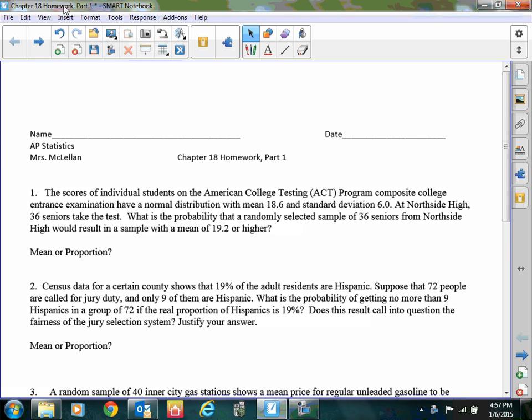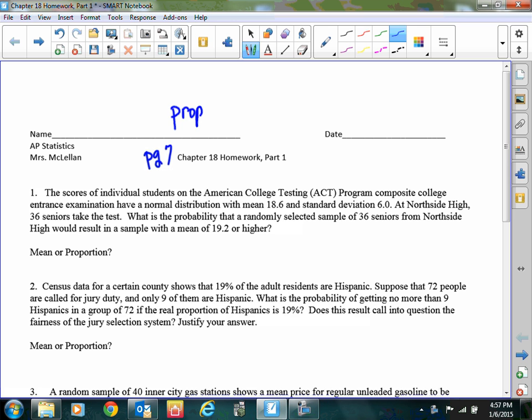What I want to do is the first couple problems of your Chapter 18 homework part 1 and show you how I want those filled out on the template that you have on page 9 in your packet. So this is on page 7 in your packet. And since we only got to the proportion type problems in class today, I want you to do the proportion problems only. There are mean problems and there are proportion problems. And so I want the proportion problems only.